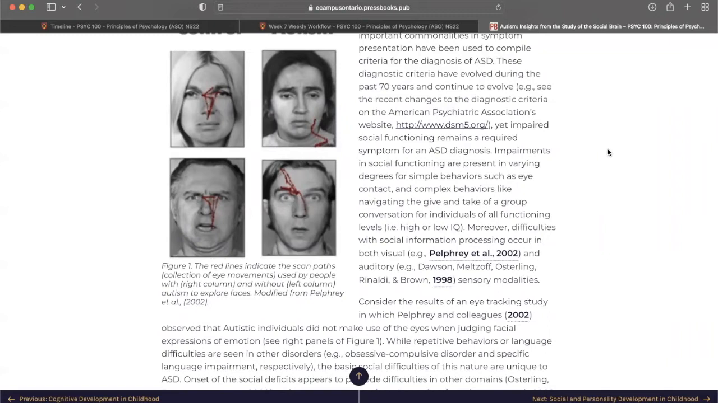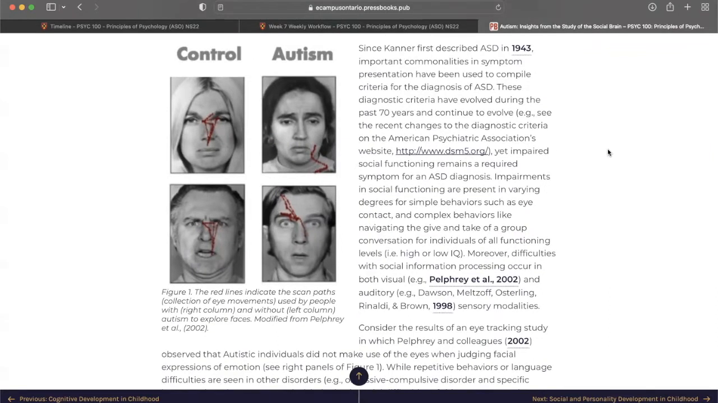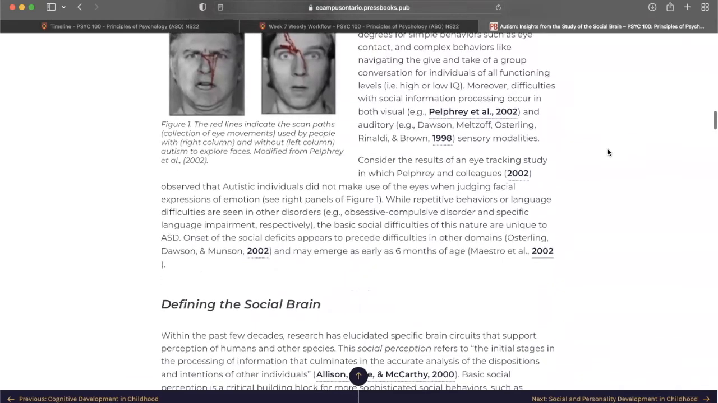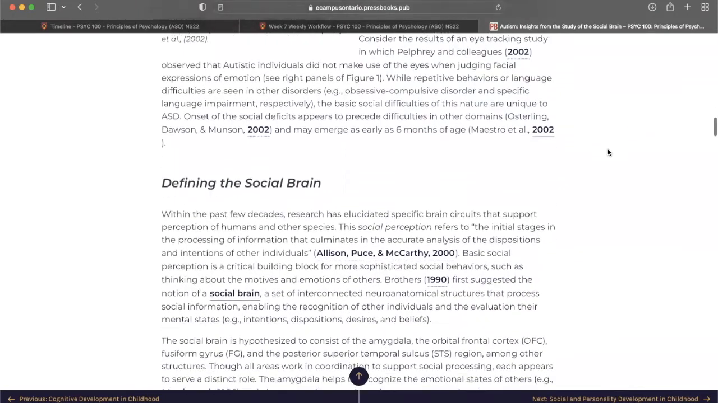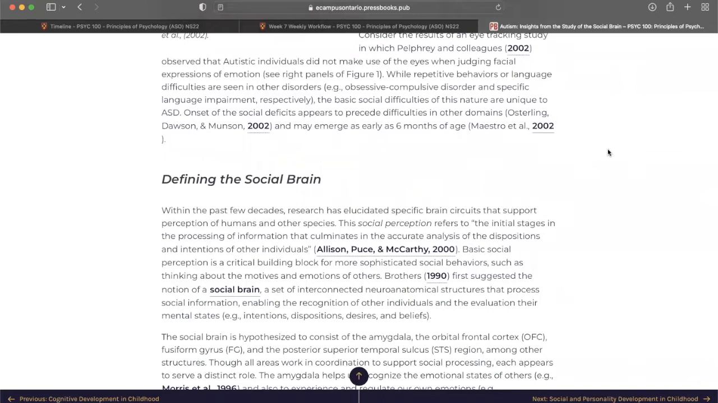Moreover, difficulties with social information processing occur in both visual and auditory sensory modalities. Consider the results of an eye tracking study in which Pelphrey and colleagues in 2002 observed that autistic individuals did not make use of the eyes when judging facial expressions of emotion. While repetitive behaviors or language difficulties are seen in other disorders, the basic social difficulties of this nature are unique to ASD. Onset of the social deficits appears to precede difficulties in other domains and may emerge as early as 6 months of age.